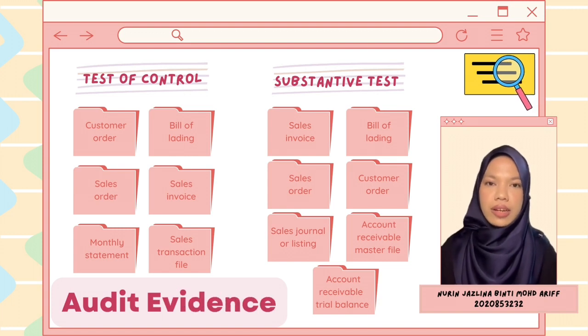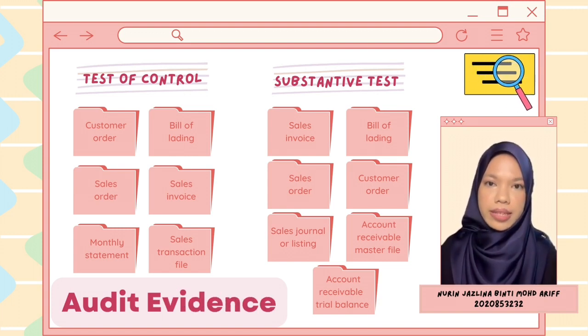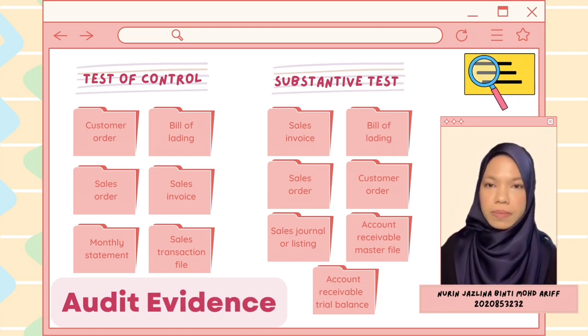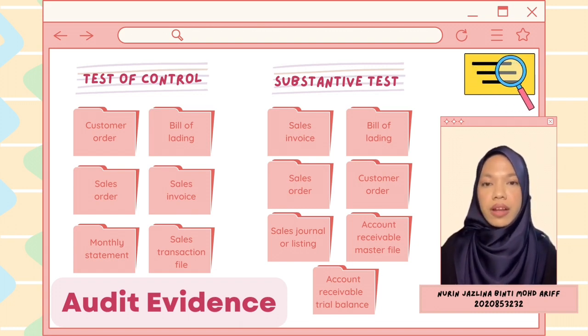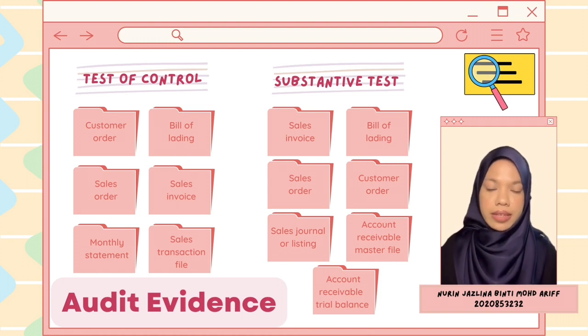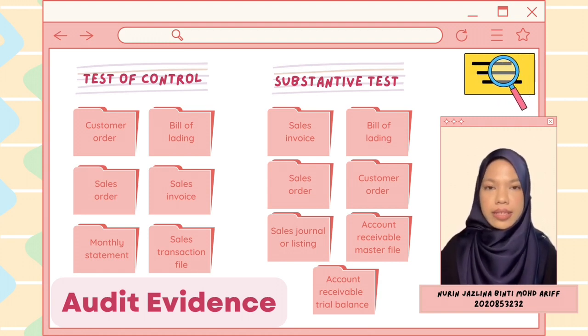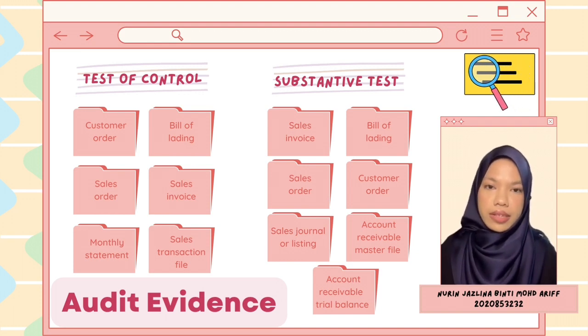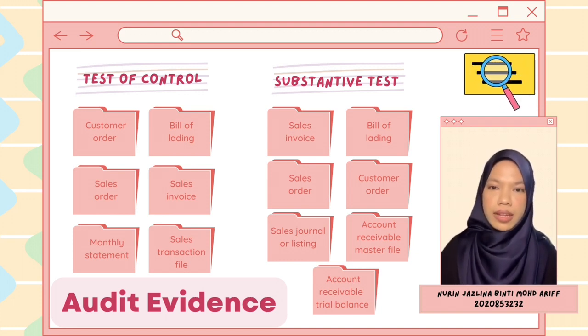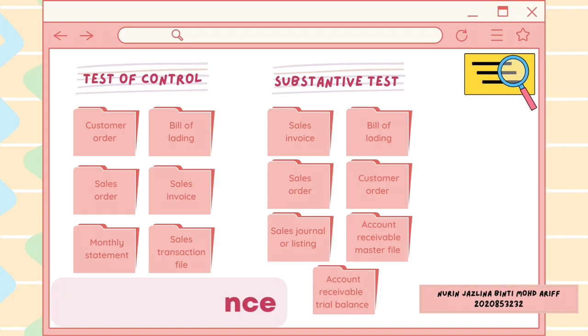If sales transactions are supported by necessary documents as evidence, for example, for test of control, the documents are customer order, bill of lading, sales order, sales invoice, monthly statement, and sales transaction file. While for substantive tests, the documents involved as evidence are sales invoice, bill of lading, sales order, customer order, sales journal or listing, account receivable master file, and account receivable trial balance.